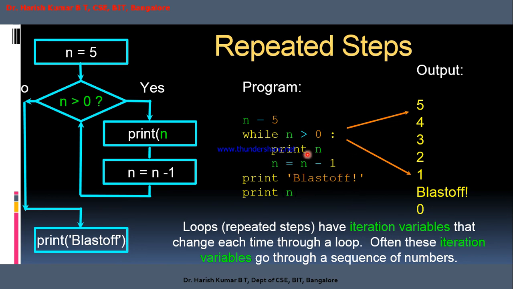Yeah, and I don't have to explain the logic of this program, how it works. This is the kind of output it produces. Okay. So I am printing from 5 to 1, and then it says blast off and then 0.